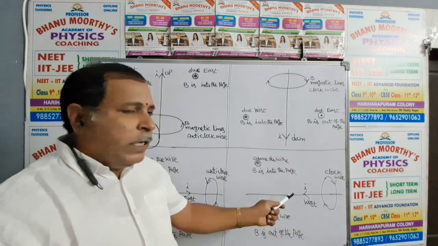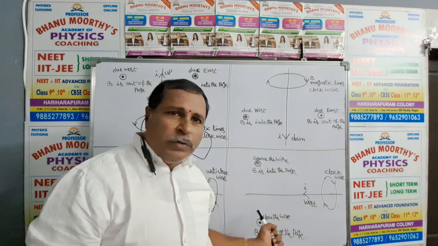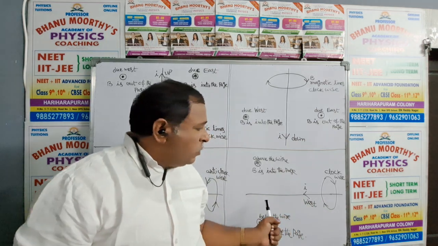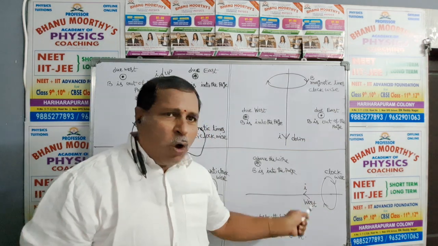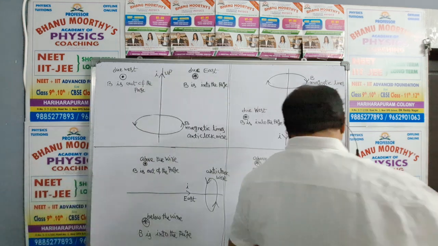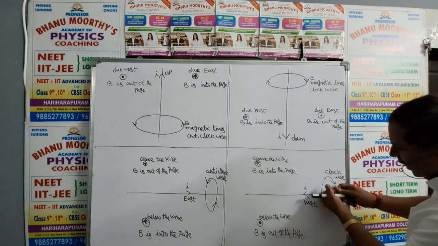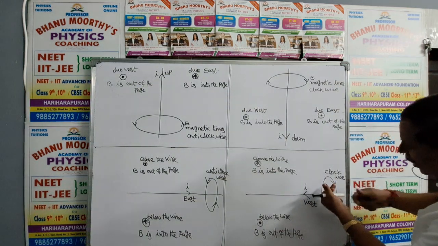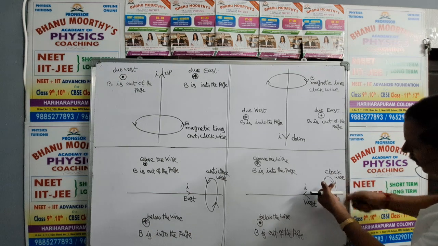Okay. Next, let us go to this point. If the current moves to the west side, the orientation is clockwise, because here the conductor is moving towards the right. So the direction of rotation of the screw is clockwise.